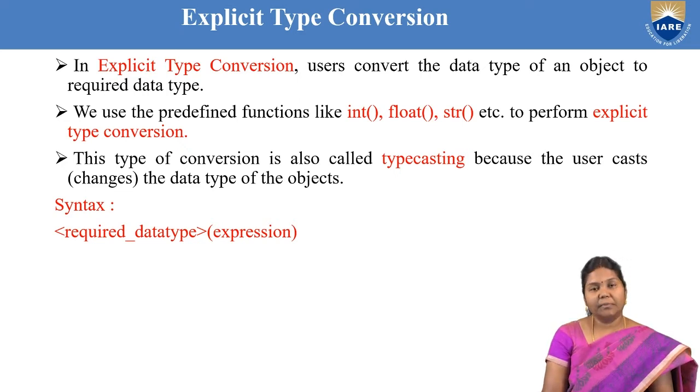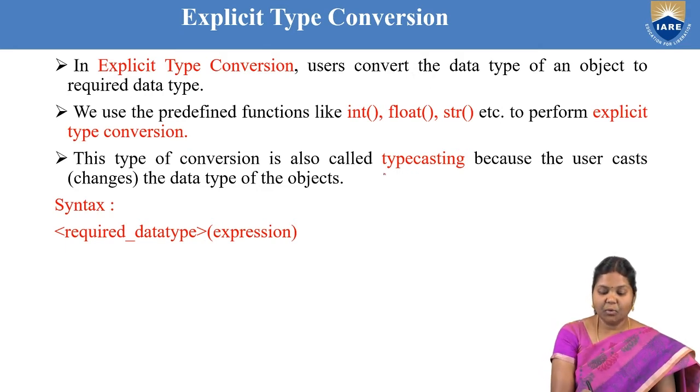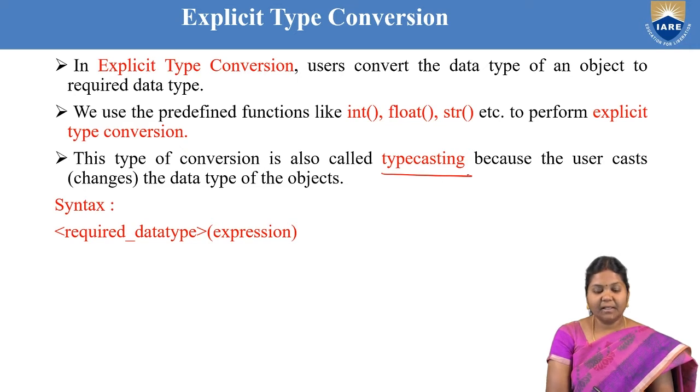Now, in explicit type conversion, the user converts the data type of an object to the required data type by using certain conversion functions. We use predefined functions like the int function, float function, str function, list, tuple, dictionary. These are the predefined or built-in functions we use to do explicit type conversion. This kind of conversion is also known as typecasting, because the user casts or changes the data type of the object. This is called explicit typecasting.